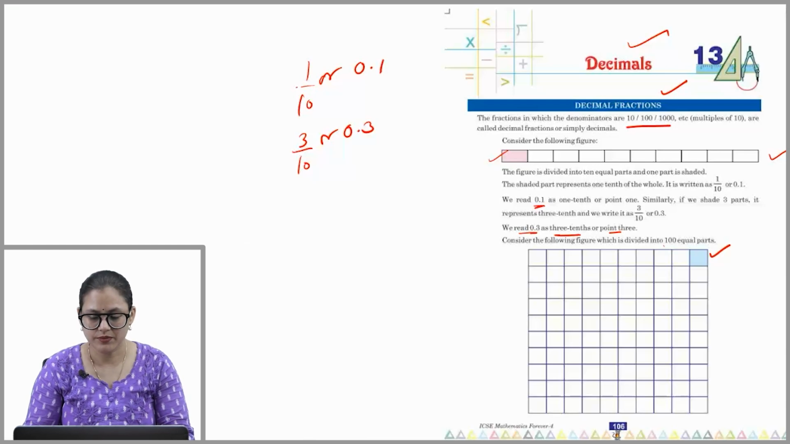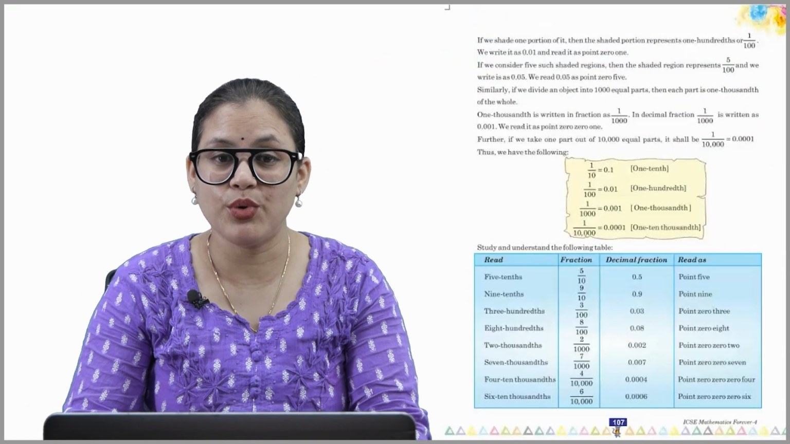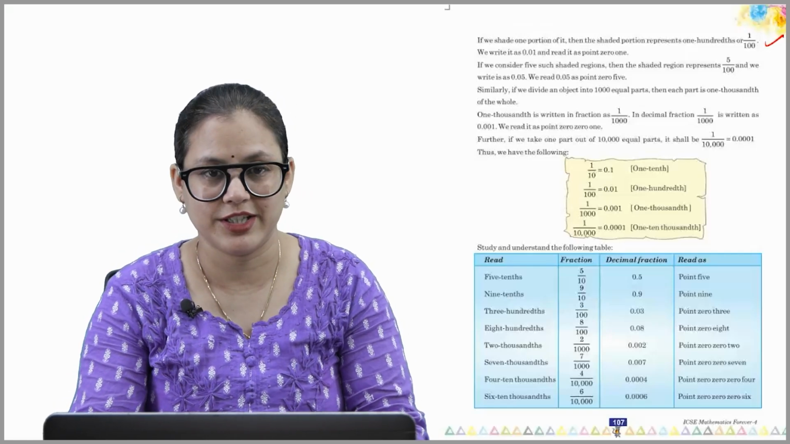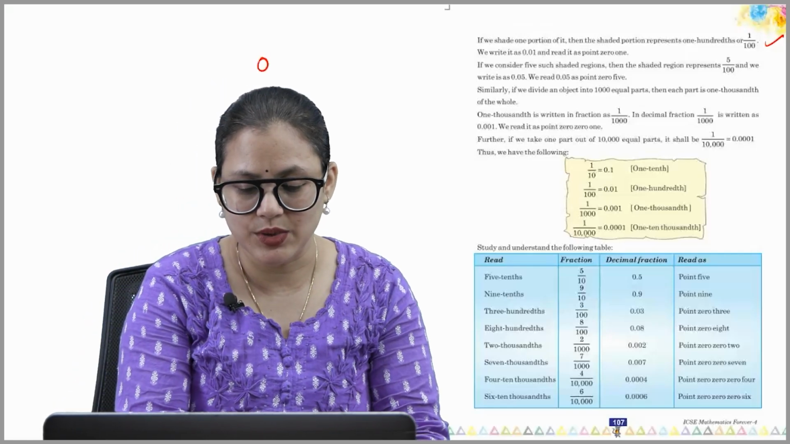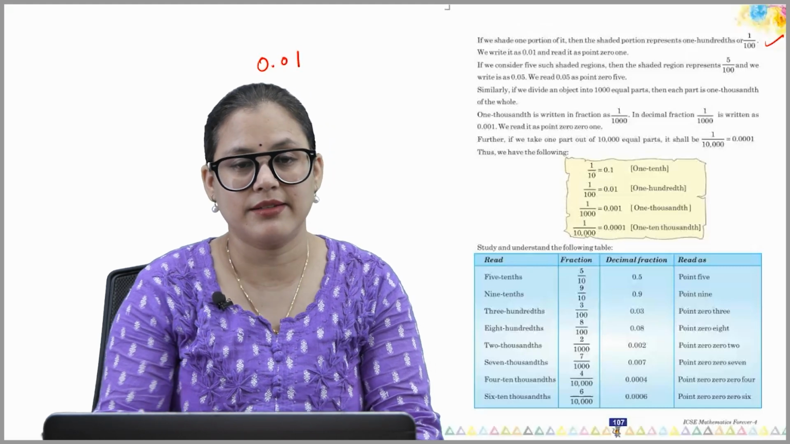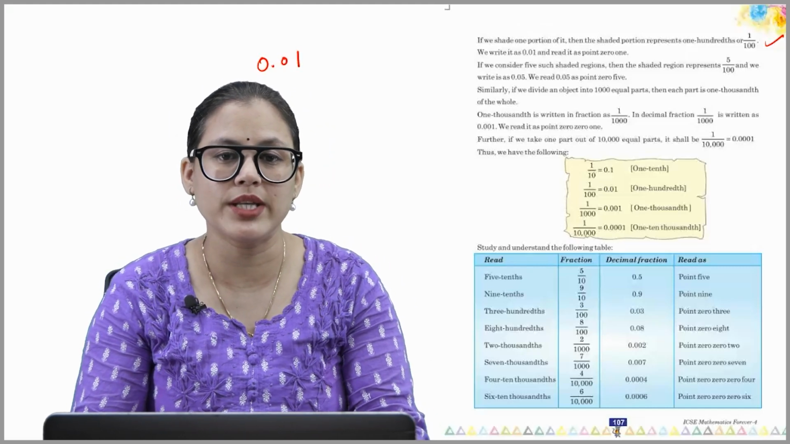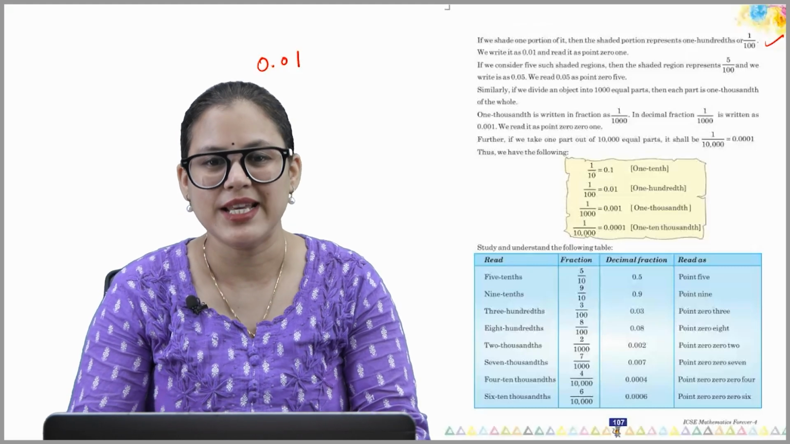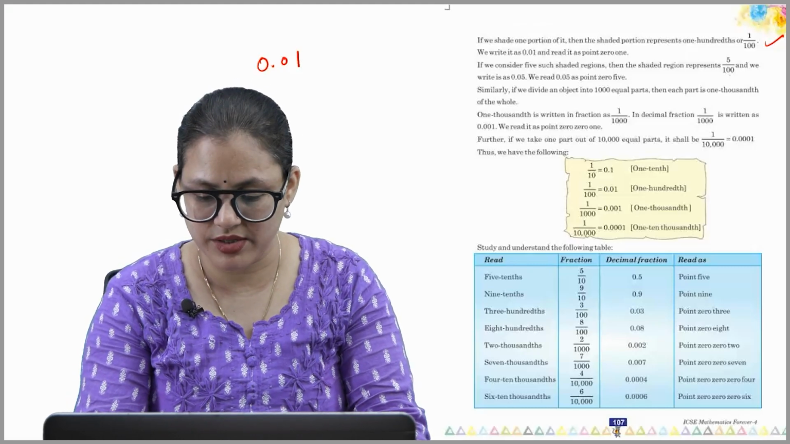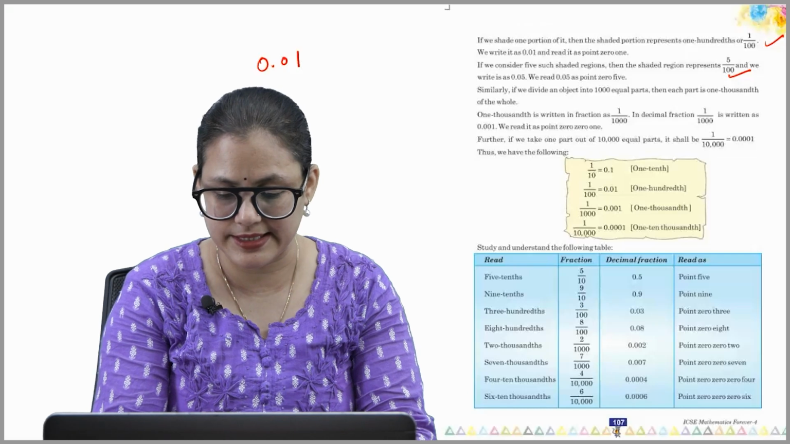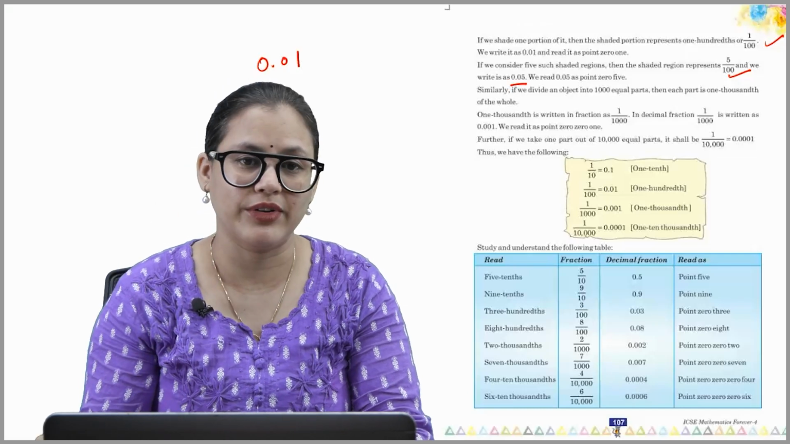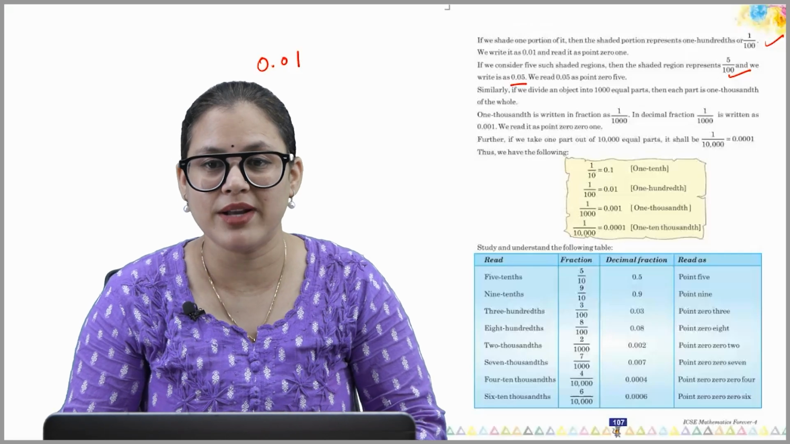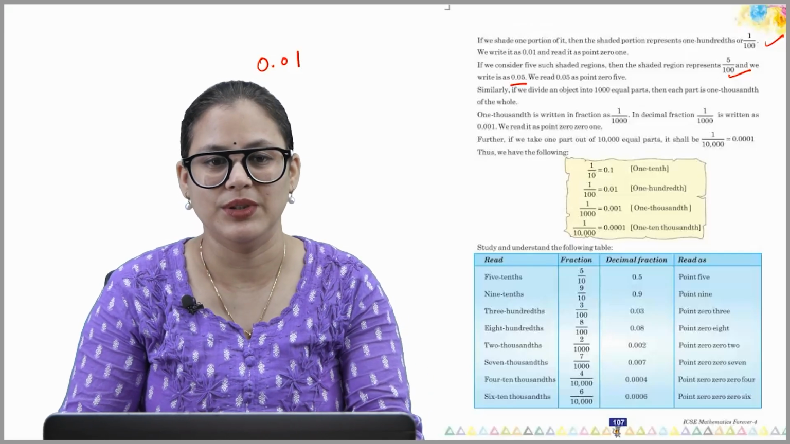Okay, so if we shade one portion of it, then the shaded portion represents 1 by 100. So we write it as 0.01 and read it as 0.01. If we consider 5 such shaded regions, then the shaded region represents 5 by 100 and we write it as 0.05. Similarly, if we divide an object into 1000 equal parts, then each part is 1/1000th of the whole.